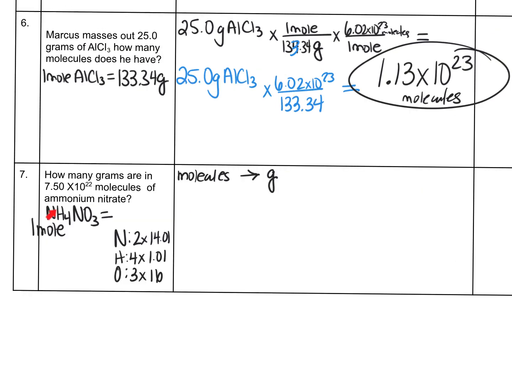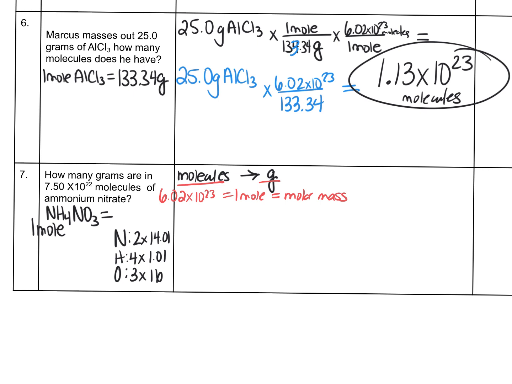So for this problem, it asked me how many grams are in a certain number of molecules of ammonium nitrate. So I know since I need to find grams, I'm going to need to find the mass of 1 mole, which I have set up here. I've also identified for myself that I need to go from molecules to grams. And so I want to remember that there are 6.02 times 10 to the 23rd molecules in 1 mole, and I know that 1 mole is equal to the molar mass. So these are the pieces of information that I'm going to need in order to solve this problem.